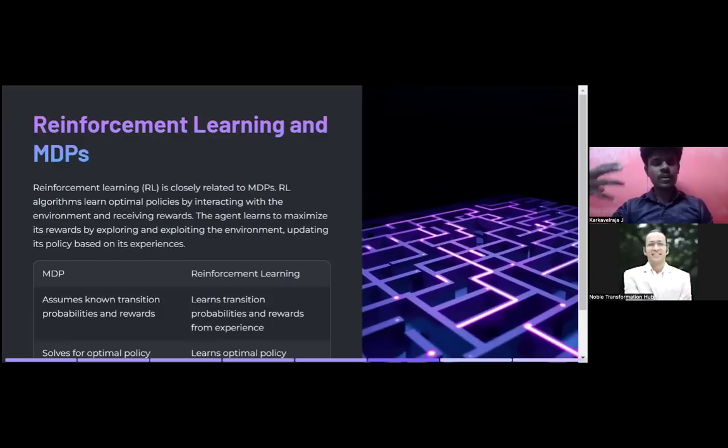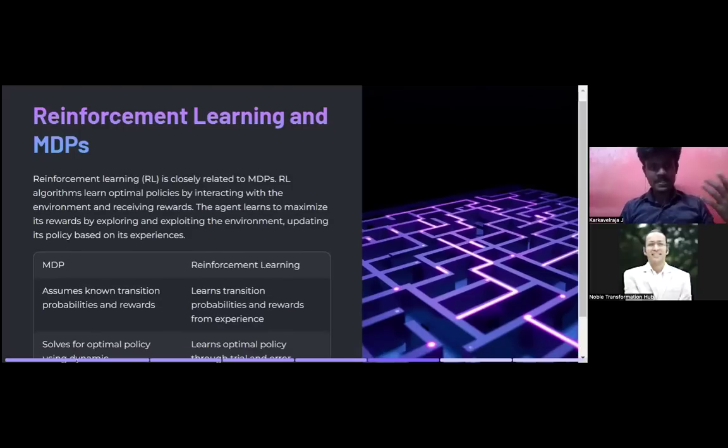Reinforcement learning algorithm learns optimal policy by interacting with the environment and receiving the rewards. The agent learns to maximize its rewards by exploring and exploiting the environment, updating its policy based on its experience. Both are the same, right? There's going to be state, agent, and action, and based on that it's going to get the rewards. Everything is the same.